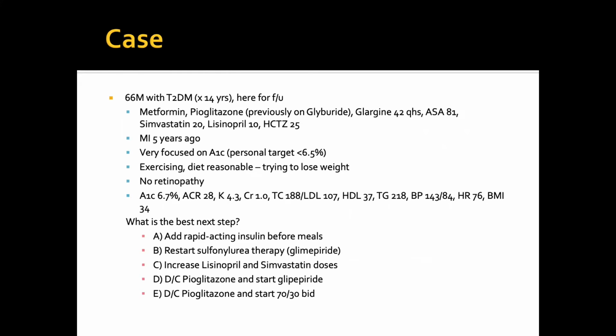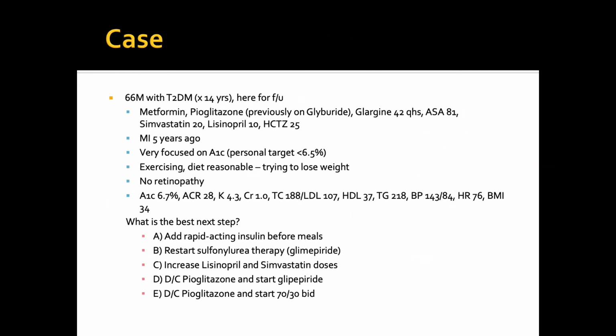Excellent. So this is a 66-year-old with type 2 diabetes for 14 years, here for a follow-up. Takes metformin, pioglitazone, previously on glyburide, glargine 42 nightly, aspirin 81, simvastatin 20, lisinopril 10, hydrochlorothiazide 25. Had an MI 5 years ago. Very focused on A1C, which personal target is less than 6.5. Exercising, diet is reasonable, trying to lose weight, no retinopathy. A1C is 6.7. ACR is 28. Potassium is 4.3, creatinine 1, TC 188, LDL 107, HDL 37, triglycerides 218, blood pressure 143/84, heart rate 76, BMI 34. So then they're asking, what is the next step?